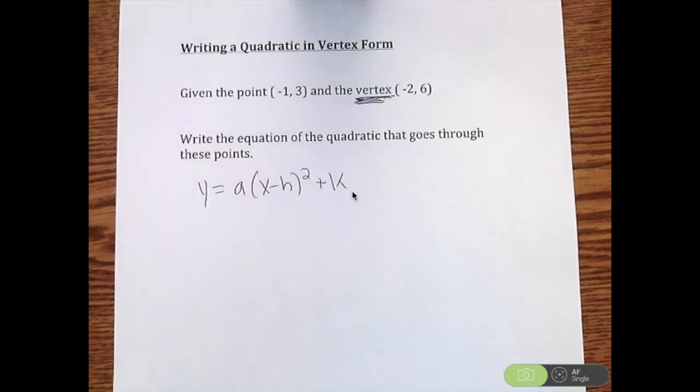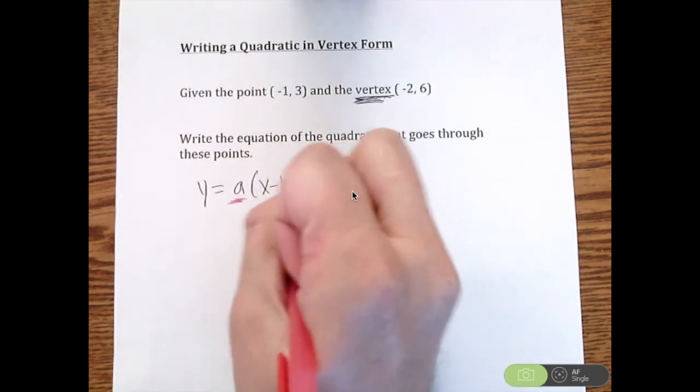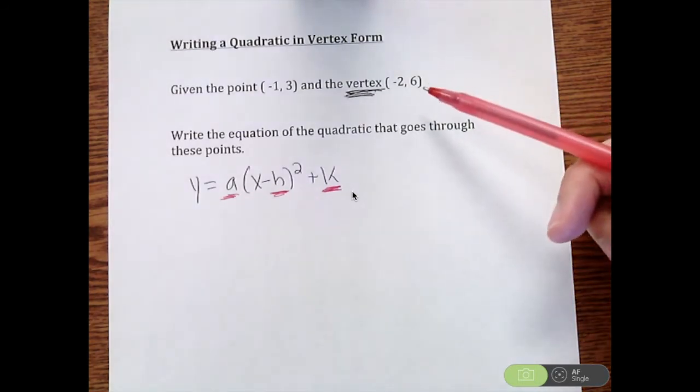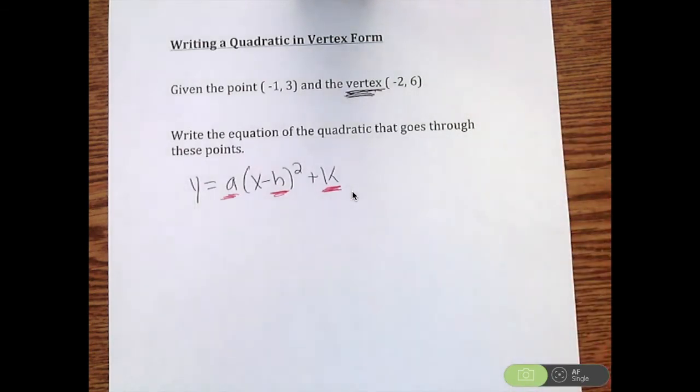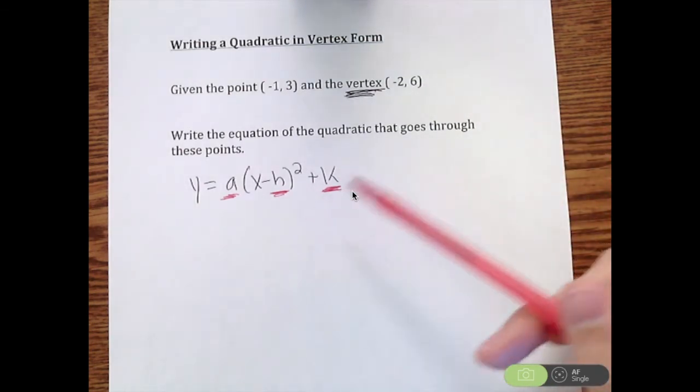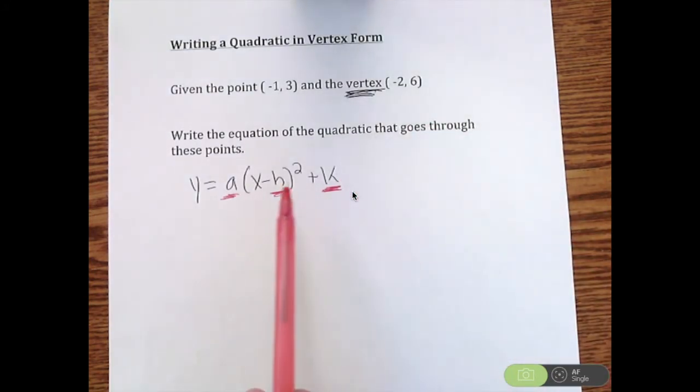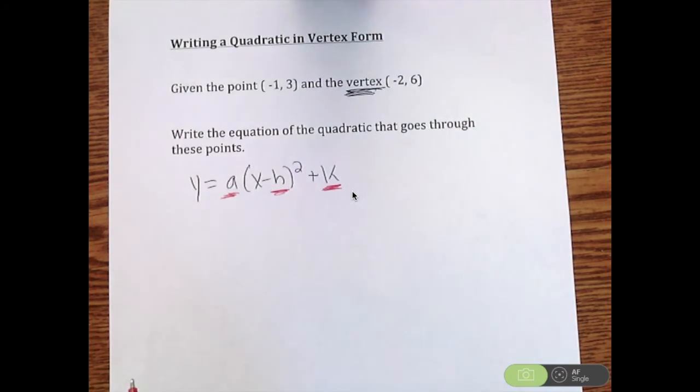That is vertex form. Now the goal of these is we don't really care what x and y are. We more want to know what a, h, and k are. Once we know those pieces, we'll have our quadratic equation. So the first thing we're going to do is take our vertex and plug it in. You should know at this point that in vertex form, h and k are our vertex. So I'm going to rewrite and start filling in the pieces.